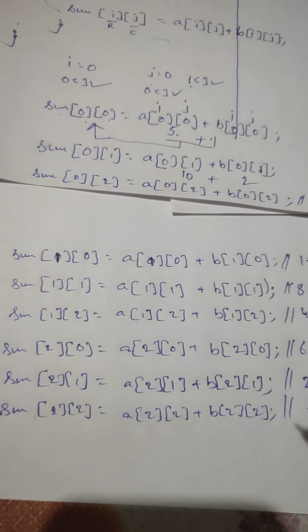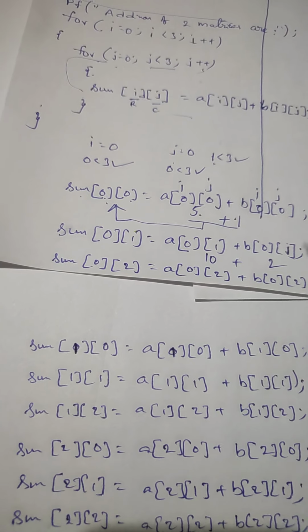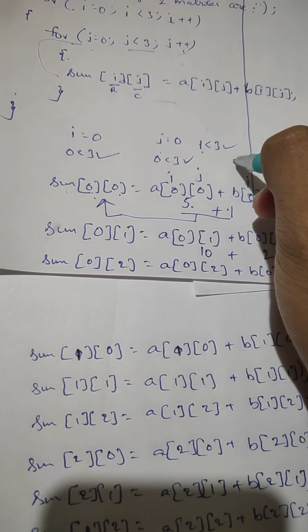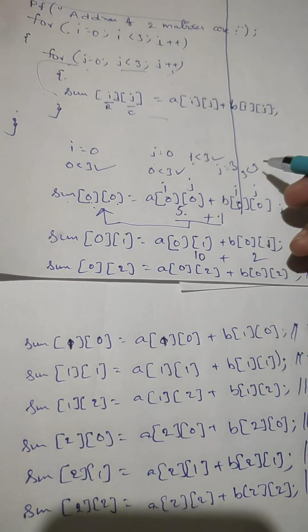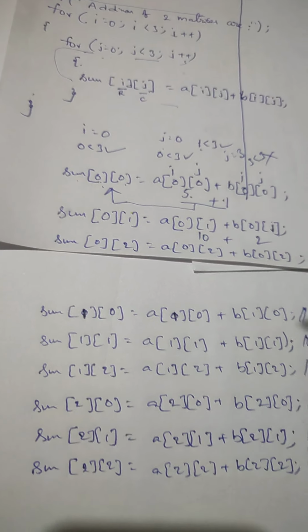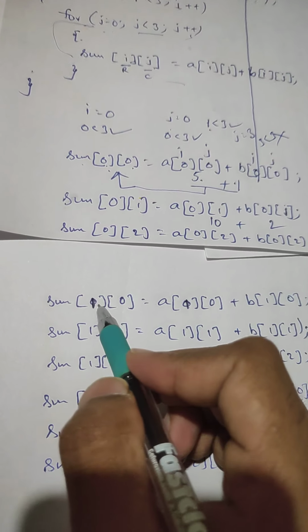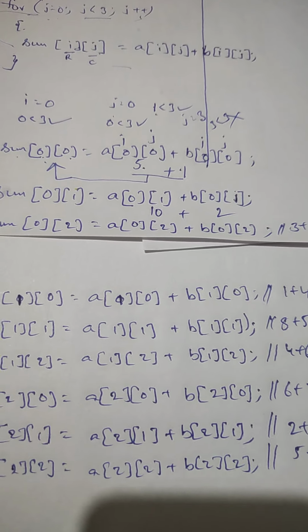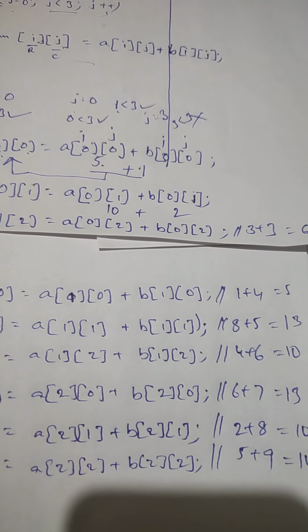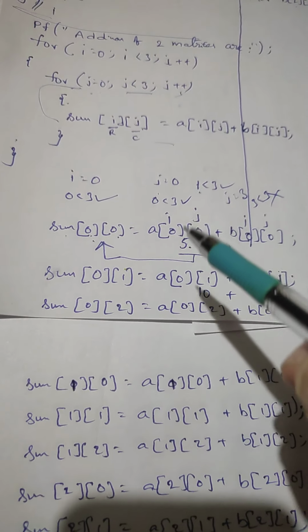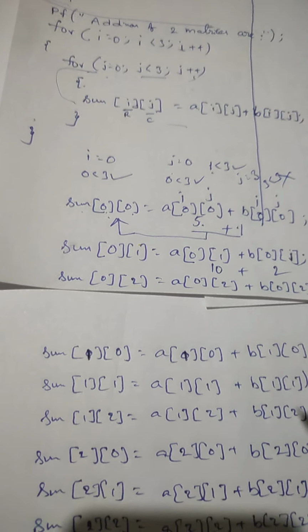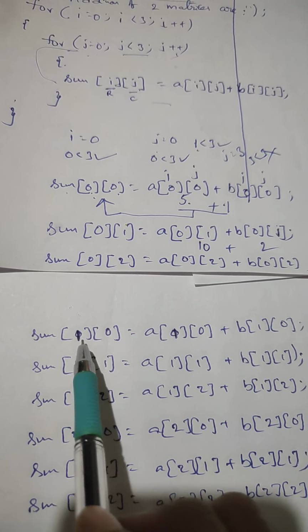So next case, j value is 3. In that case 3 less than 3, the condition returns false. After 3 iterations, the j condition fails, and at that time the controller goes to i plus plus. The previous i value is 0, and i plus plus means the i value becomes 1.